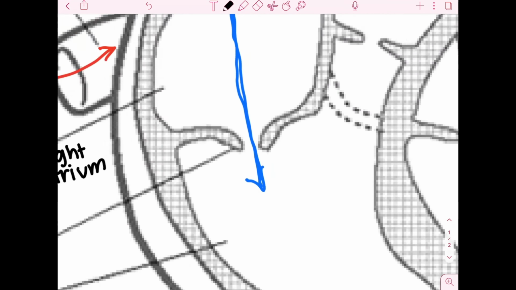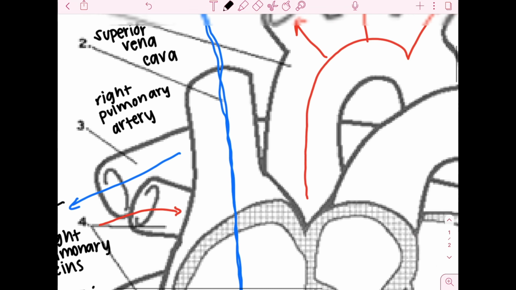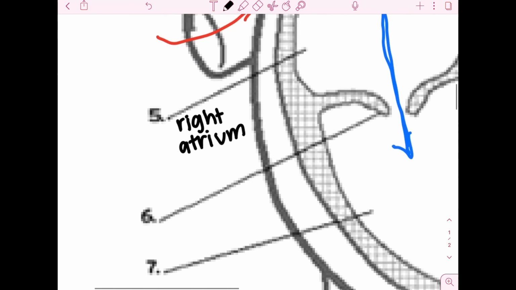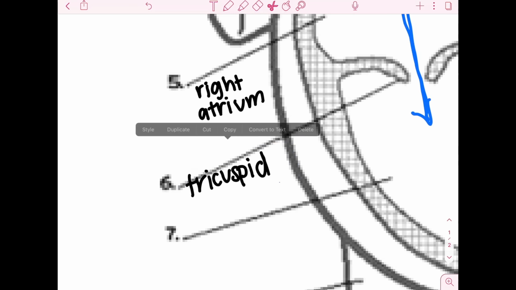So we still have our blue arrow here because we know that our deoxygenated blood is still coming in from the superior vena cava. But number 6 is a special one. Number 6 is the tricuspid valve. So I'll write it right here. Tricuspid valve.